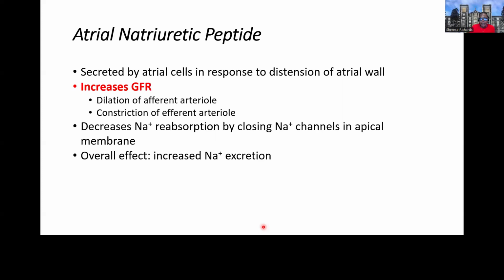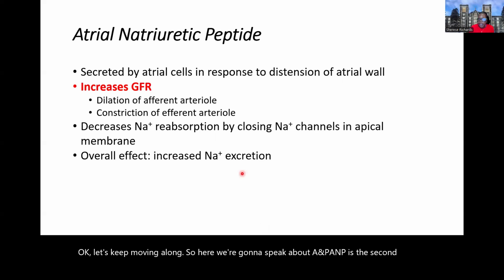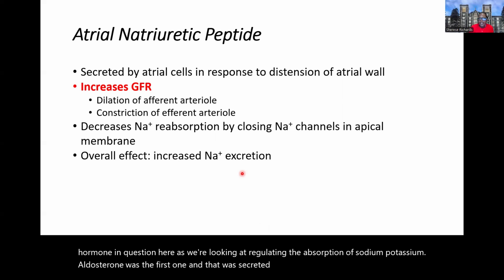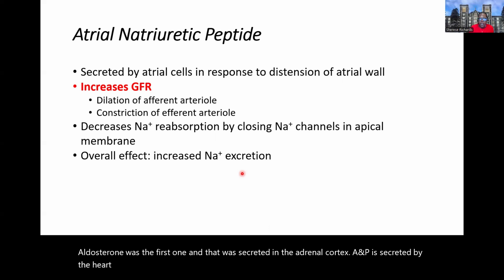Here we're going to speak about ANP. ANP is the second hormone in question here as we're looking at regulating the reabsorption of sodium and potassium. Aldosterone was the first one, and that was secreted in the adrenal cortex. ANP is secreted by the heart, the atrial wall. So it is secreted in response to stretch on the atrial wall.